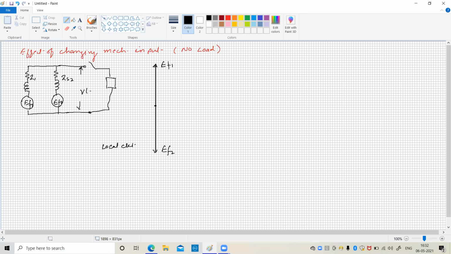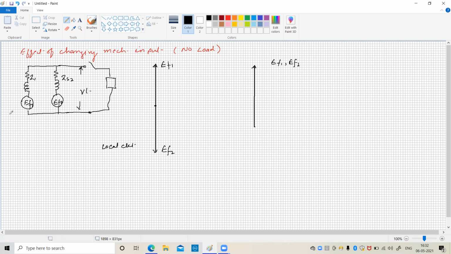Whereas for the external circuit, we can represent it as follows. This is the external circuit where EF1 and EF2 are the same. EF1 and EF2 are the same, and it is represented like this.